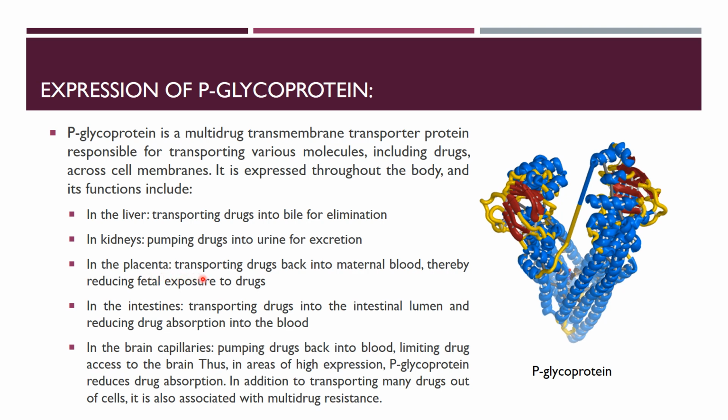in the placenta, transporting drugs back into maternal blood, thereby reducing fetal exposure to drugs; in the intestine, transporting drugs into the intestinal lumen, and reducing drug absorption into the blood. In the brain capillaries, pumping drugs back into blood, limiting drug access to the brain. Thus, in areas of high expression, P-glycoprotein reduces drug absorption. In addition to transporting many drugs out of cells, it is also associated with multi-drug resistance.